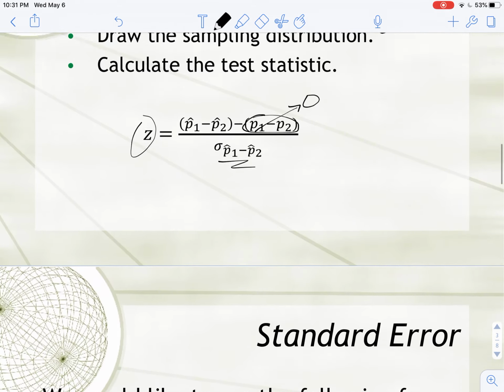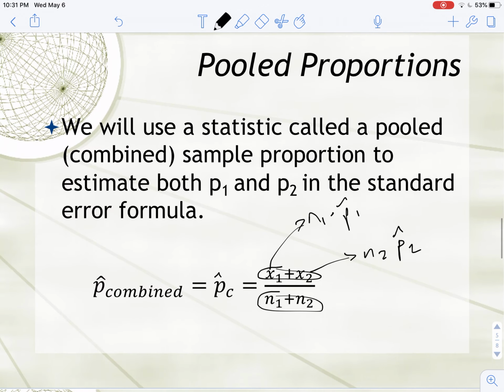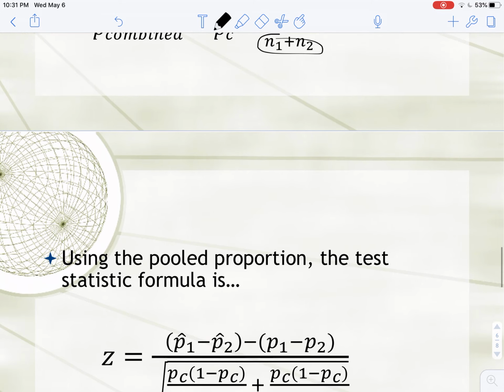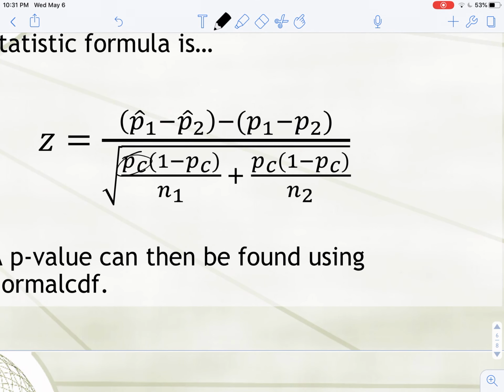And basically, if you've been working on your 4-step process, those are the two numbers you calculated in step 2. All right, so once you've calculated your pooled proportion, then you're just going to replace all of those p's in the standard error formula with that pooled proportion.